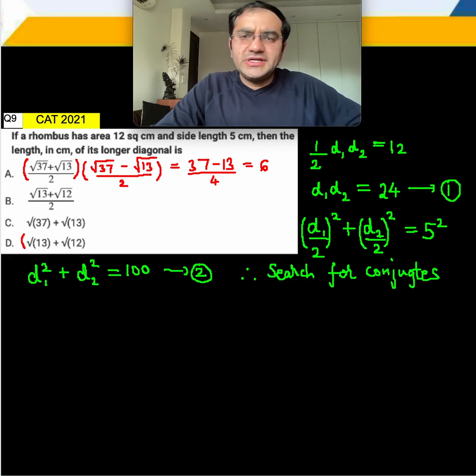I try option D because it looks a little easy. Multiply by root 13 minus root 12, that's 13 minus 12, that's 1.